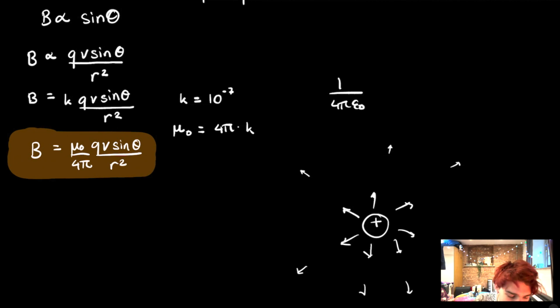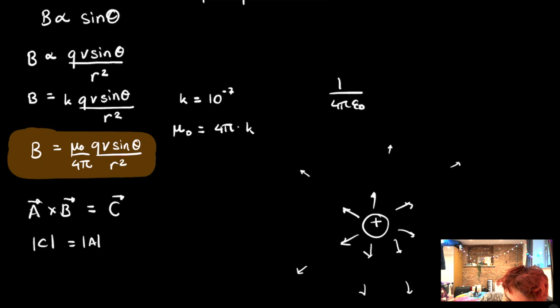So what do I mean by that? Whenever we calculate the cross product of two vectors, so let's say we want to calculate A cross B, and let's say that this is going to be equal to some vector C right here. So C is equal to A cross B. Well, what we can say is that the magnitude of C is equal to the magnitude of A multiplied by the magnitude of B multiplied by the sine of the angle between these two vectors.